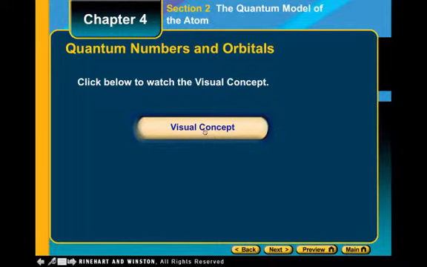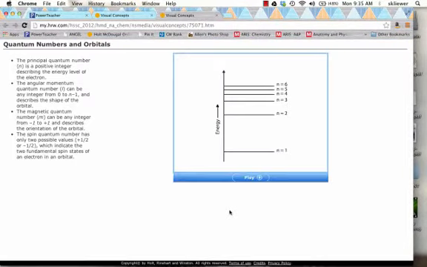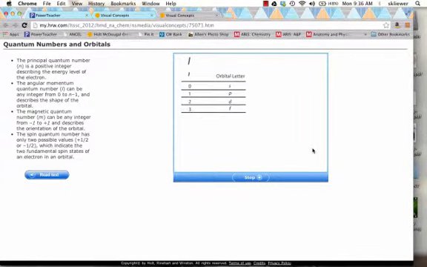Let's look at this, which just talks about energy levels. The principal quantum number n is a positive integer describing the energy level of the electron. For example, an electron for which n equals 1 occupies the first or lowest main energy level and is located closest to the nucleus. The angular momentum quantum number L can be any integer from 0 to n minus 1 and describes the shape of the orbital.